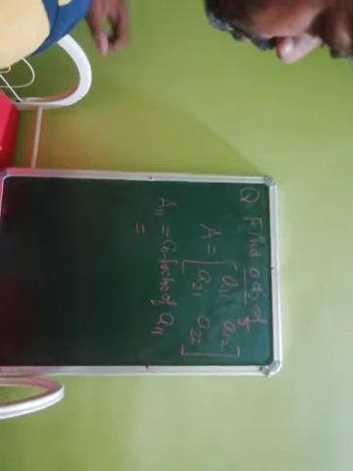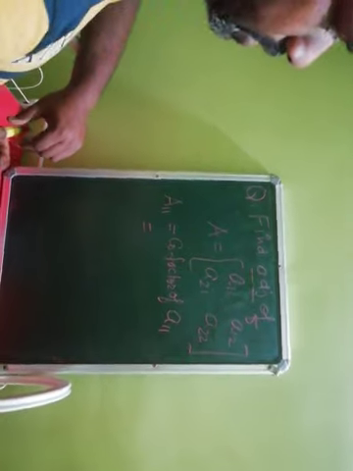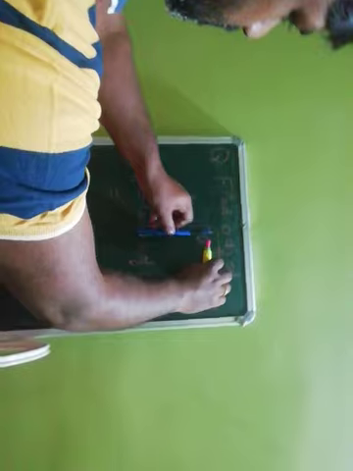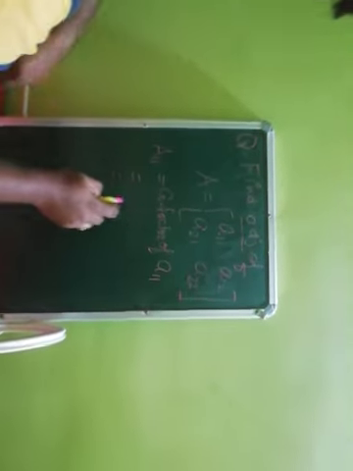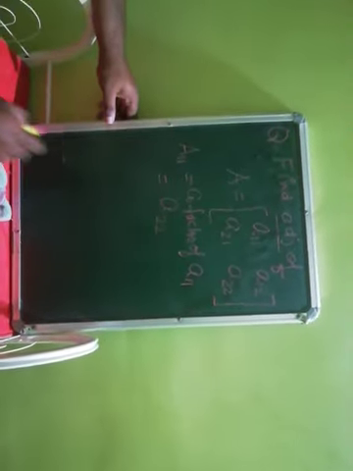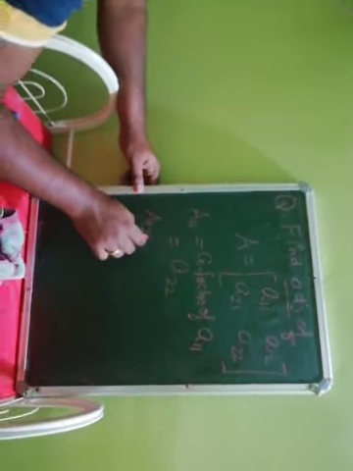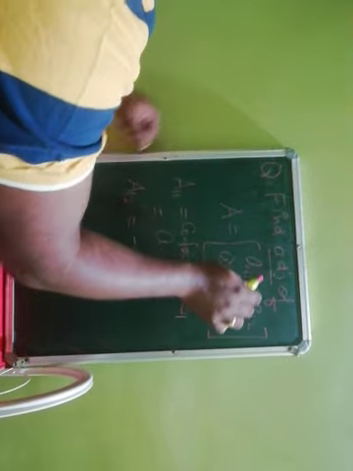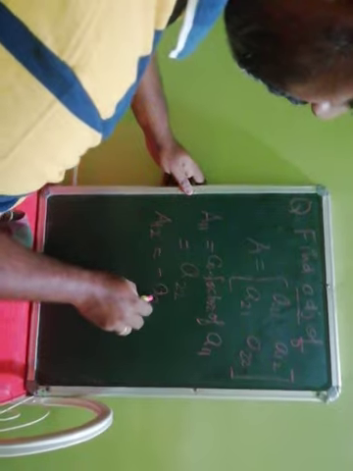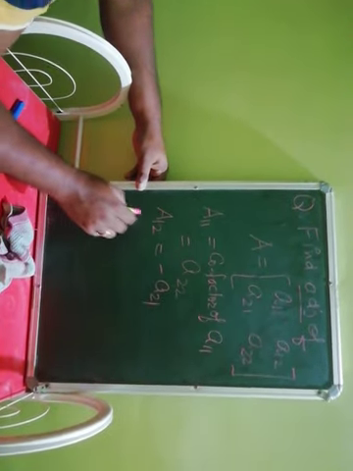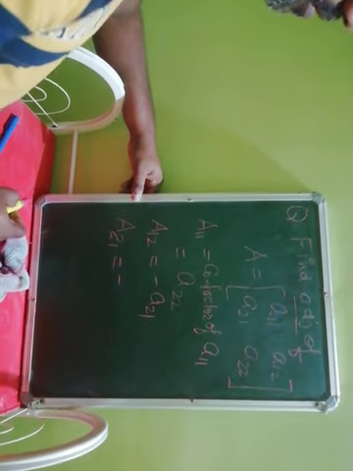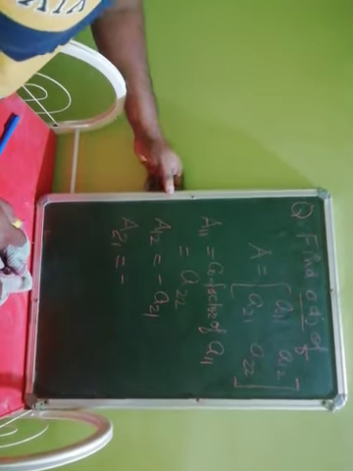Now you just delete the row and column in which it lies. So you delete this row and this column. What is left here? A22. Then A12: here 1 plus 2 is 3, odd, so minus sign, and we remove this row and column, so A21 is left. Then A21: 2 plus 1 is 3, minus sign. If the sum is odd, minus sign.